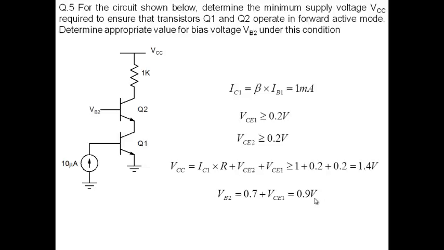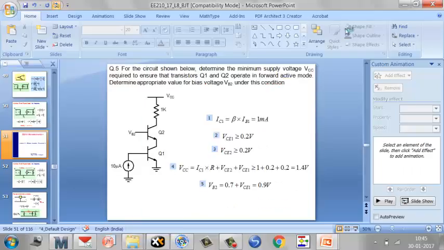And then once I apply 0.9 volt here and 1.4 volt here, then I'm fine. My circuit should work in forward active mode. Okay. But typically, once you design something like this, that's not the end of the story.